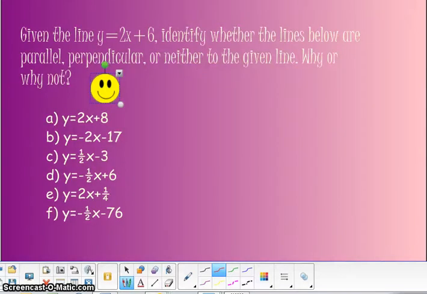Okay, so let's see if we can tell the difference if it's parallel or perpendicular. We're comparing everything to y equals 2x plus 6, and if you notice, the slope in A is the exact same as the given slope, so this one would be parallel. In the next one, you have a -2 compared with a 2, and it's neither. It's not the same, and it's not the opposite reciprocal, so we're going to put neither.